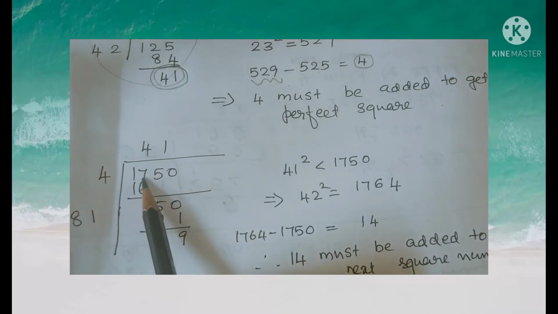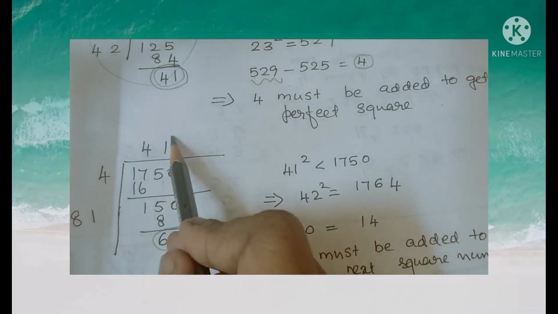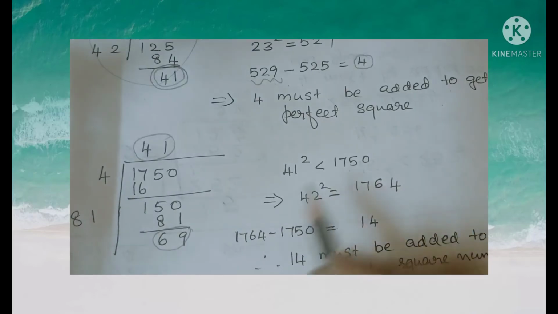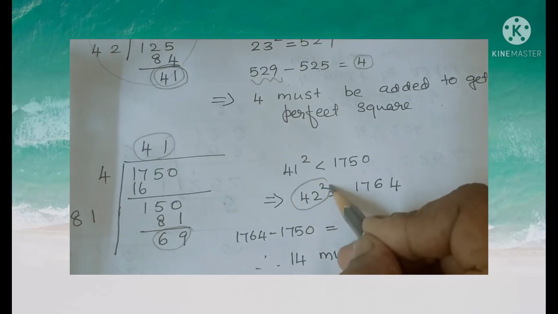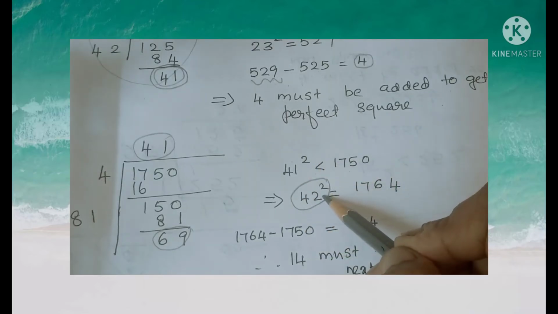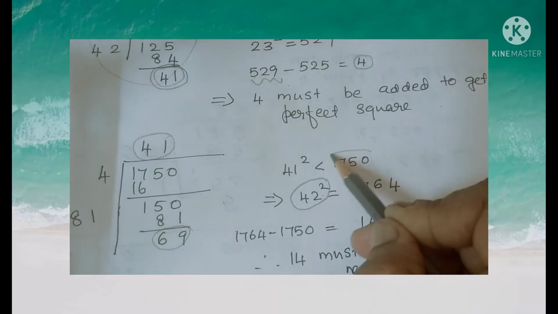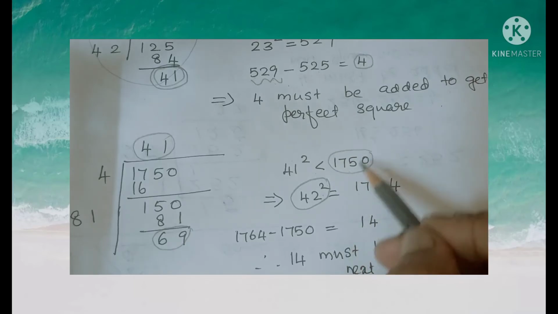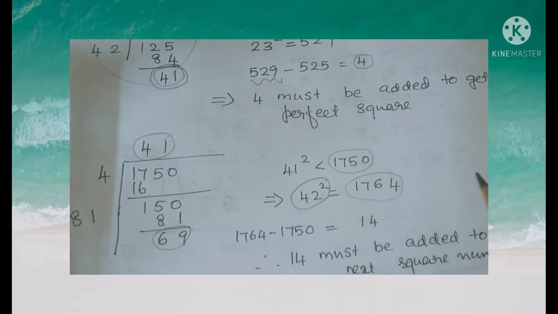Let us look into the next example, 1750. Here 69 is the remainder. That means the quotient we got is 41. 41 square is less than 1750. Then we want to find the square of the next number after 41. It is 42. So 42 square is 1764. So we want to add 14 to 1750 to get 1764, since 1764 minus 1750 is equal to 14.